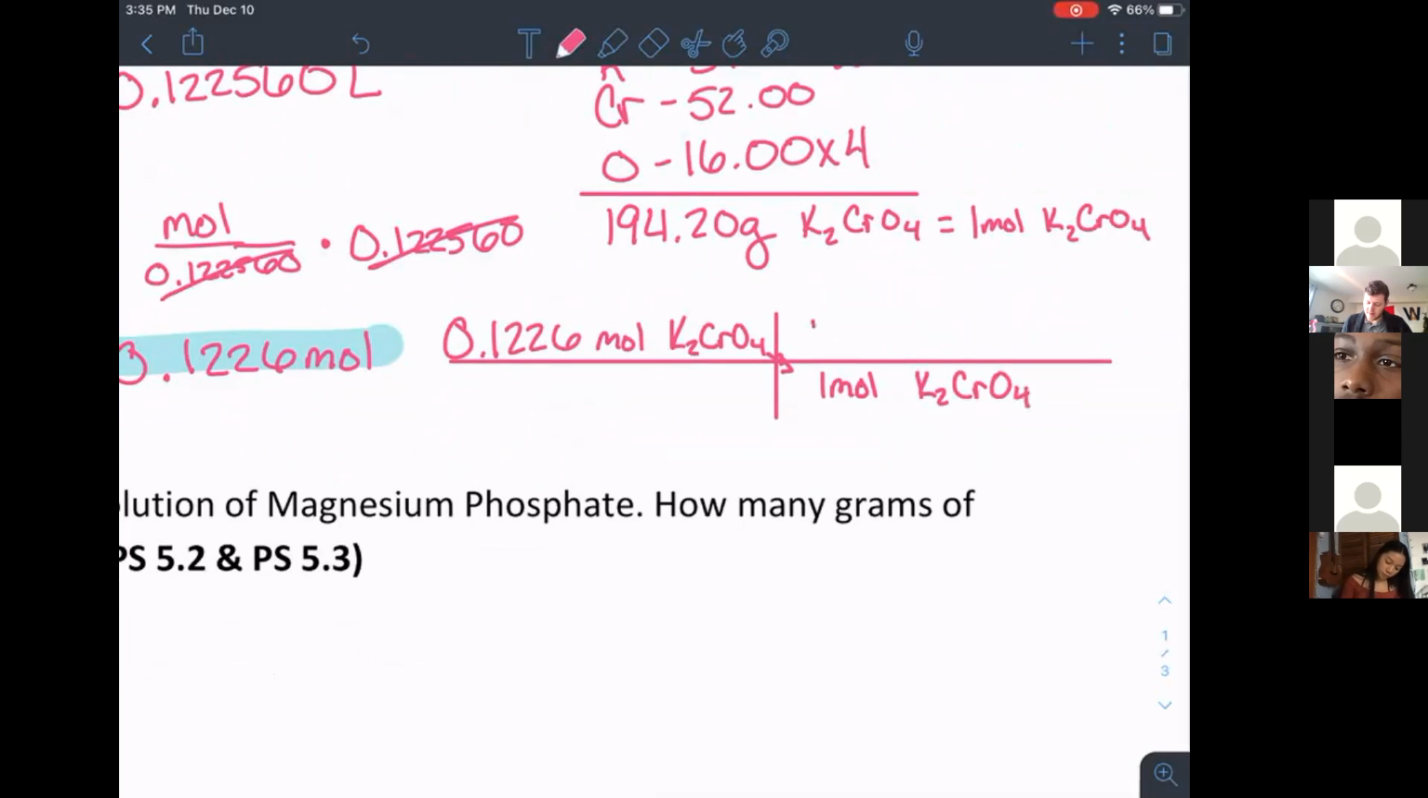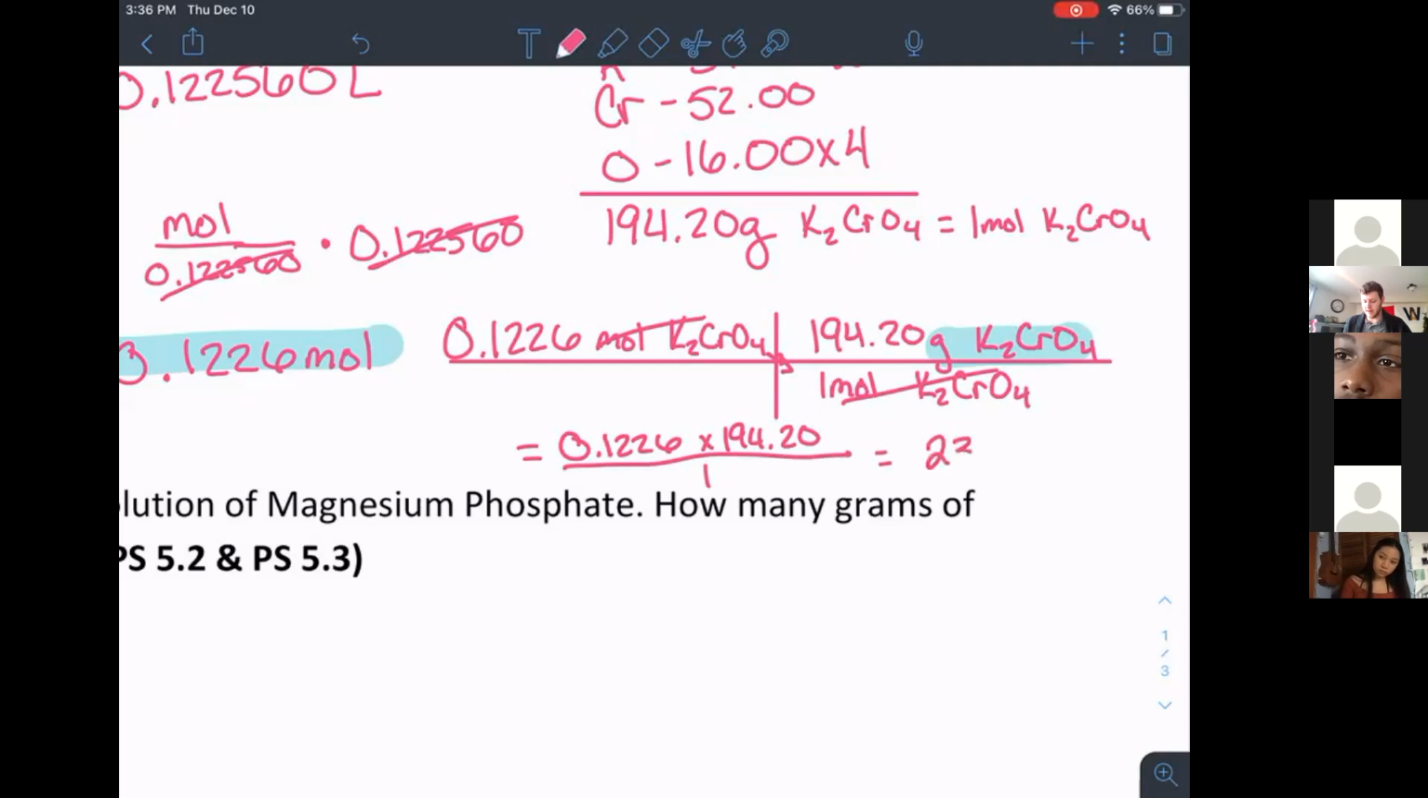And that means the mass of 194.2 goes on the top. So when we solve for this, we are going to take our 0.1226 times 194.2 and divide all that by 1 to get our value in grams, because it's the only unit left, grams of potassium chromate, which gives us 23.81 grams of potassium chromate based on the 4 significant figures in our problem.